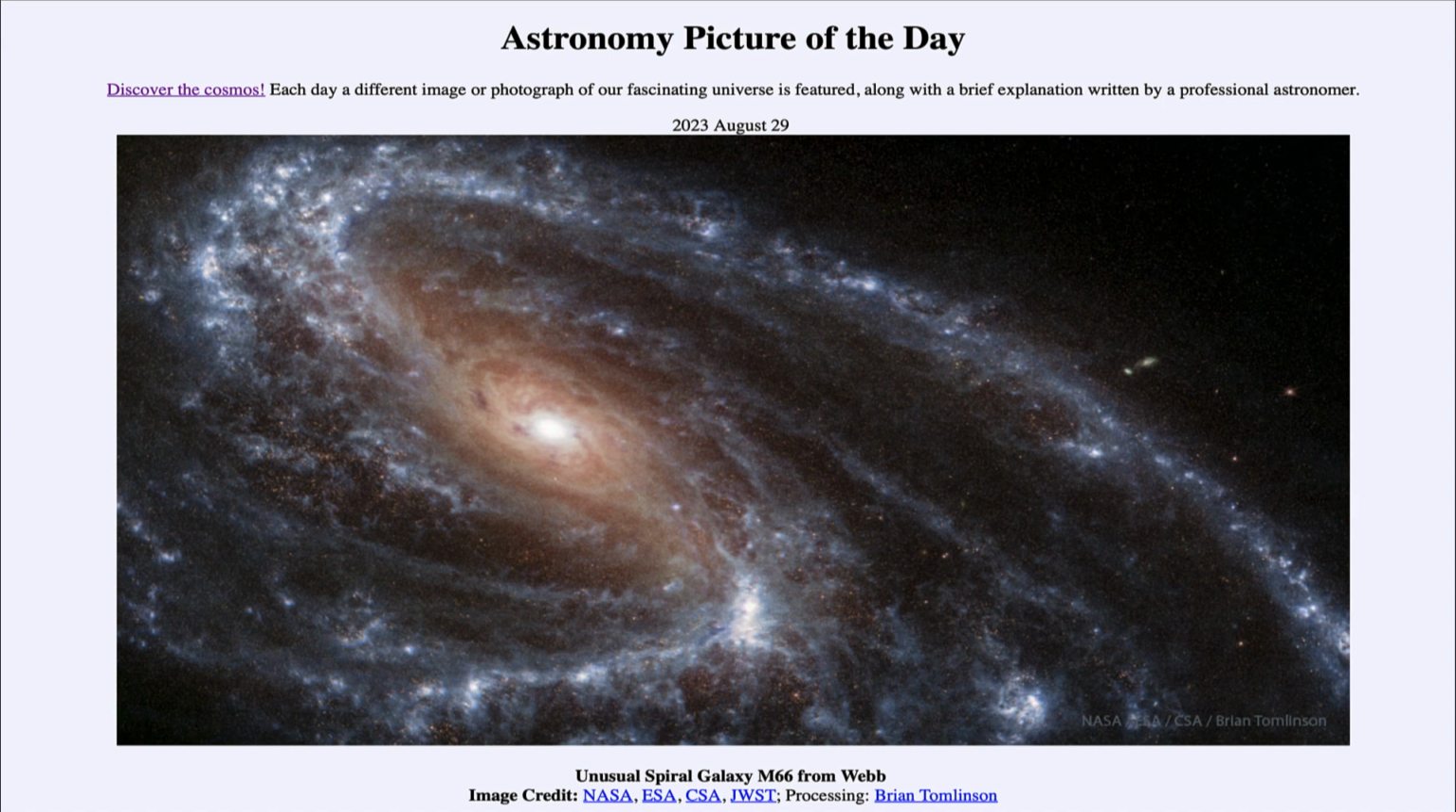But otherwise, this galaxy is very similar to our own, about 100,000 light years across. And in this case, about 35 million light years away, visible in the constellation of Leo. So that was our picture of the day for August 29th of 2023. It was titled Unusual Spiral Galaxy M66 from Webb.